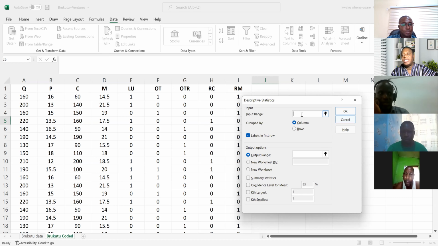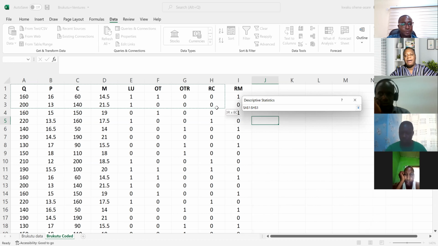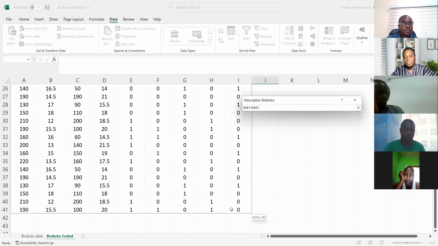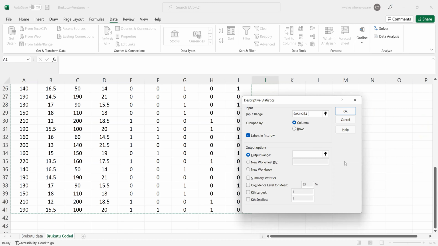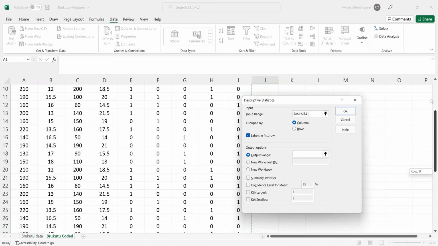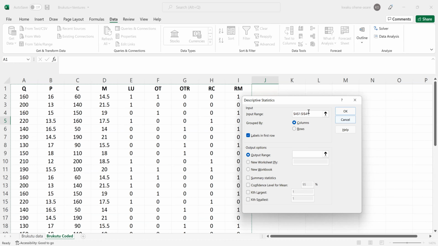When that pop-up comes, you see input range. Inside the input range, go and highlight everything in the data set, everything from K to RM all the way down. Highlight and drag. Some of you don't know how to highlight and drag. Everything will be collected in the input range. So in the input range, you see A1 column I41, all collected there.